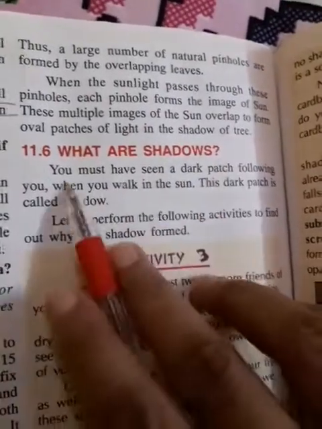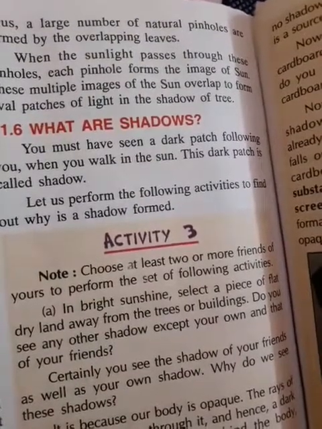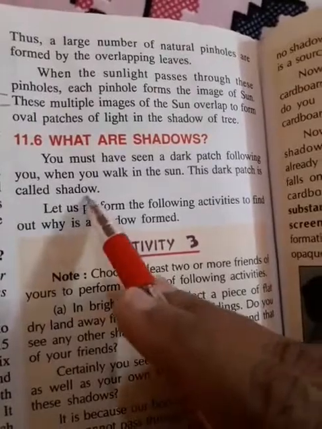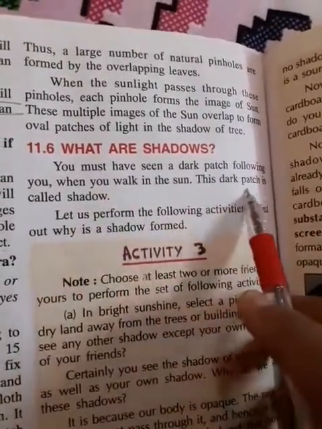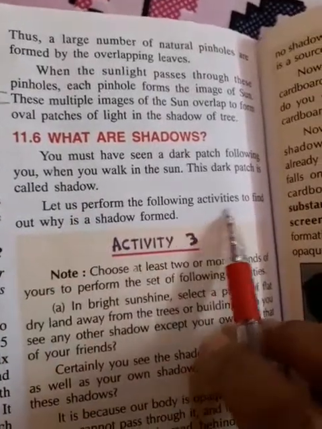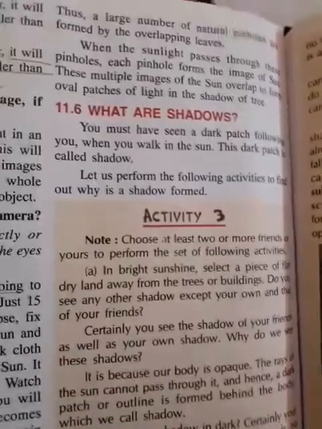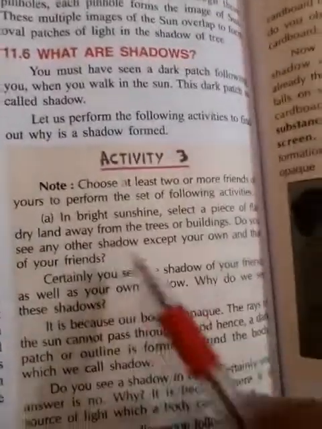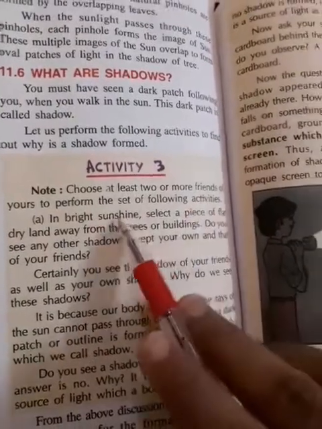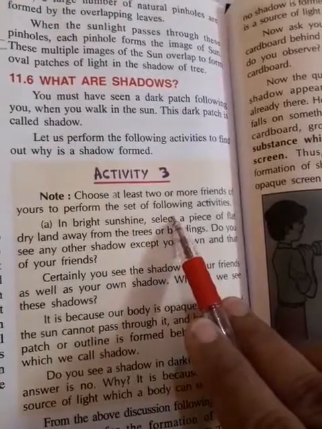And what are shadows? When you see a dark patch following you as you walk in the sun, this dark patch is called your shadow. Let us perform the following activities to find out why this shadow is formed. Choose at least two or three friends of yours to perform the following activities.